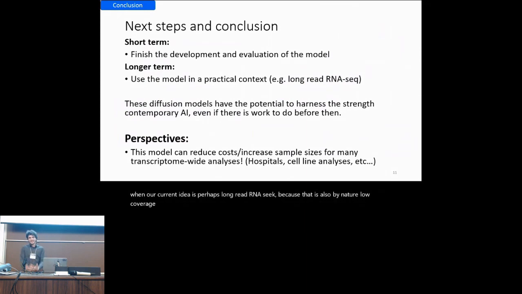So our main idea here is that these diffusion models are very powerful. They're present in contemporary AI, and we hope we can harness their power for this denoising so that we can reduce costs or increase sample sizes for all sorts of uses, particularly for transcriptome-wide analyses, such as reducing hospital bills or having very, very large cell line analyses for like 20,000 compounds times 1,000 cell lines, which would be the ideal final step that we're thinking of in our lab.